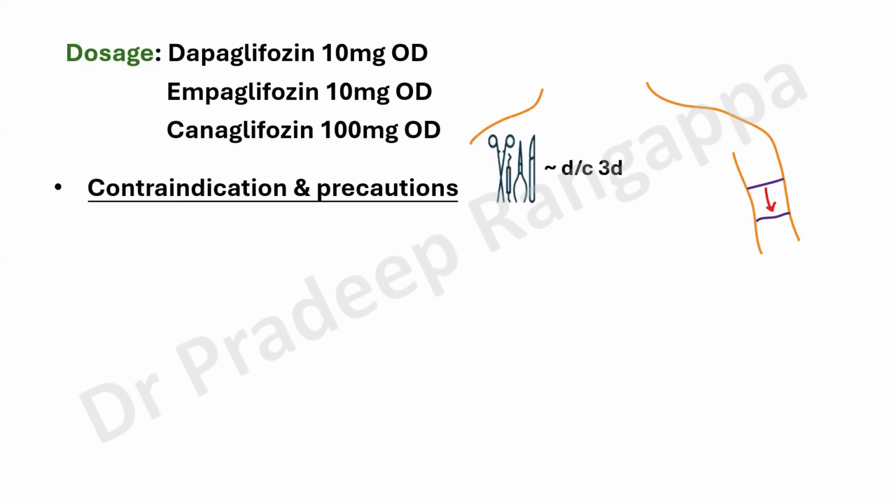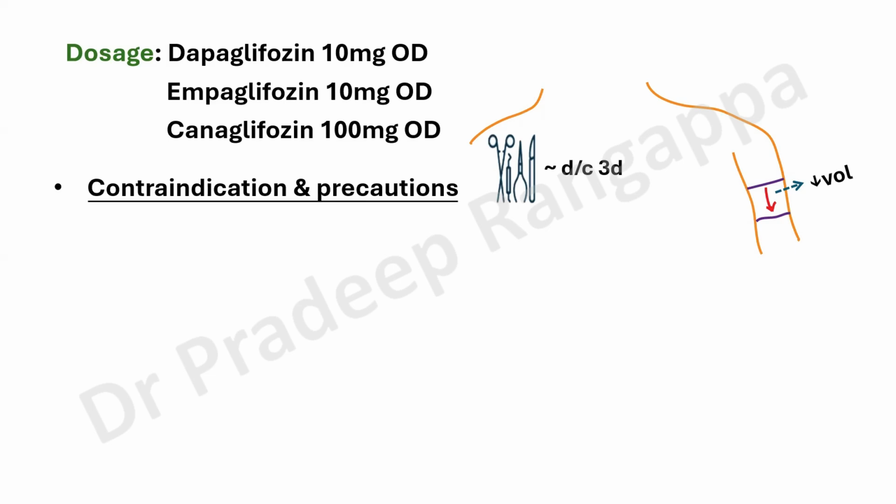As for the contraindications and precautions that have been described, in patients who have had a surgery, these drugs have to be discontinued for 3 days prior to the surgery. Also be careful in anyone with hypotension and hypovolemia, because it causes glycosuria and it prevents sodium reabsorption.